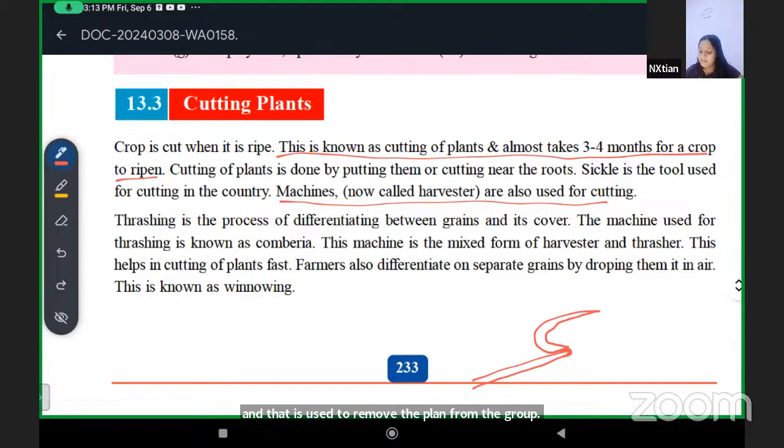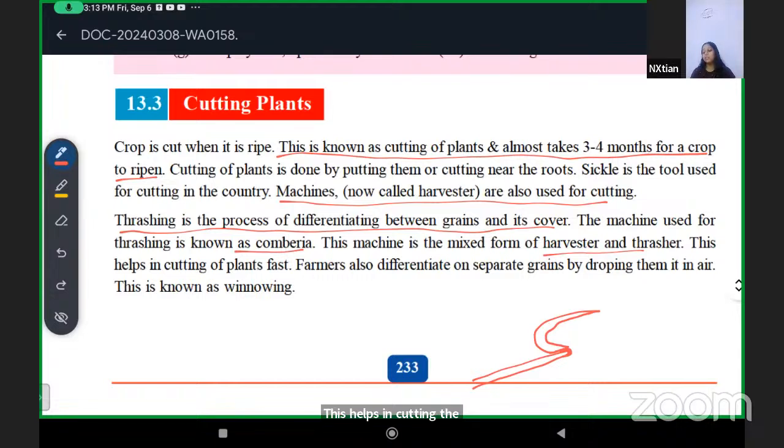Then threshing is the process of separating the grain from its cover. The machine used for this threshing is known as a combine. This machine is a mixed form of harvester and thresher. This helps in cutting of plants fast. Now, separating the grains and the outer covering, that process is known as threshing. The machine is like a harvester and a thresher, and it helps in cutting the plants fast.